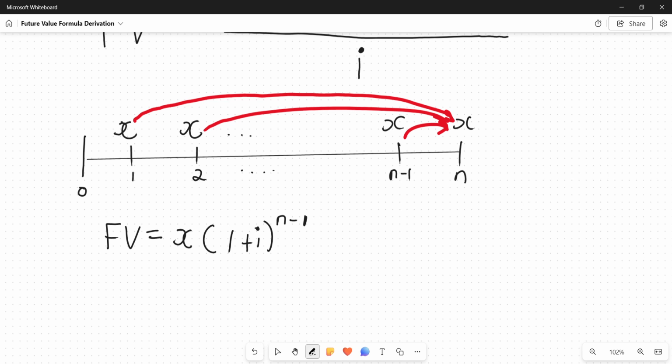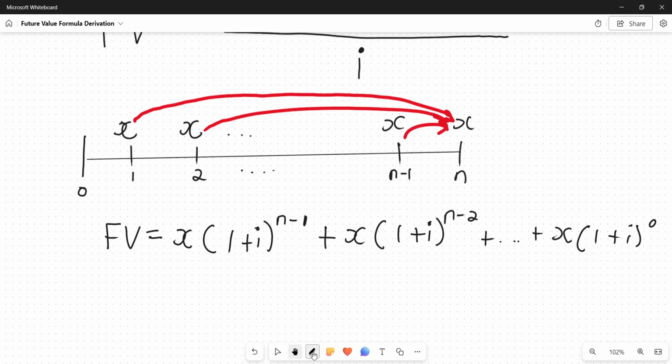Same applies to the second payment. We say plus x into 1 plus i to the power of, and for this one we are not accounting for 2 periods, so it will be n minus 2. And we'll carry on until the last payment, which is made at the end of the nth period. So this one we do not accumulate. It will basically be 1 plus i to the power of 0, which is 1.